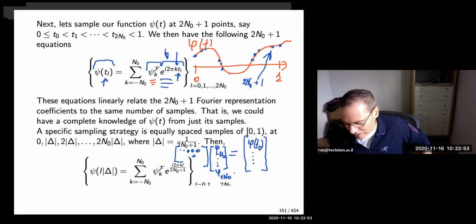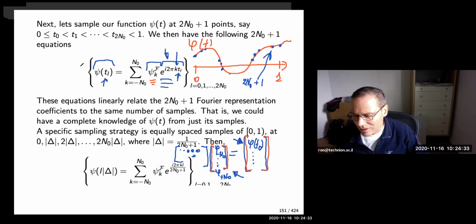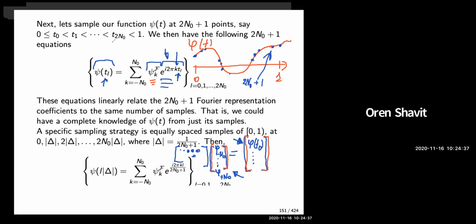And now the question is, can I somehow compute these coefficients from these samples of the signal? What do you think? Any ideas? What do I need in order to find these N plus 1 coefficients from these N plus 1 numbers? We need to multiply by the inverse of the left matrix, if we have it. Who was that? Oren. If we have the left matrix that you wrote, we can multiply by the inverse of it.